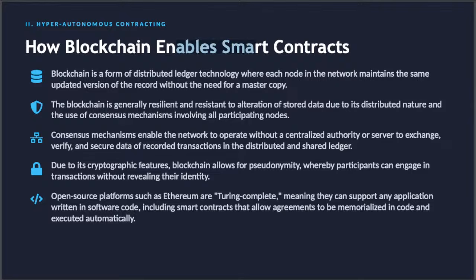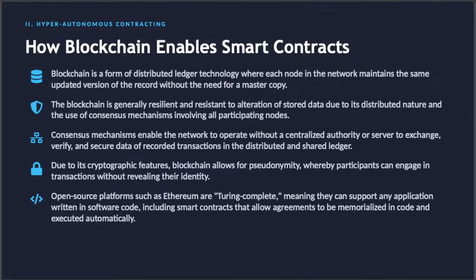Now let's look at how the blockchain enables smart contracts. So the blockchain is a form of distributed ledger technology where each node in the network maintains the same updated version of the record without the need for a master copy. So everyone has this distributed through propagative systems that just pass the information through the entire blockchain till everyone's updated. And it's a constant updating and propagating of that data to keep the ledger up to date. So it's only a matter of time till all the transactions appear through the entire network, but that time is always being reduced.